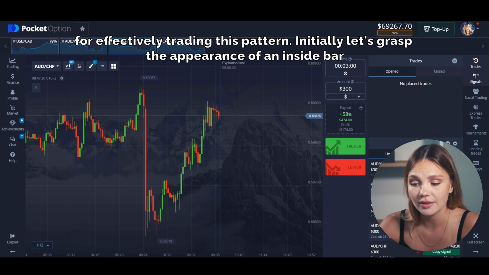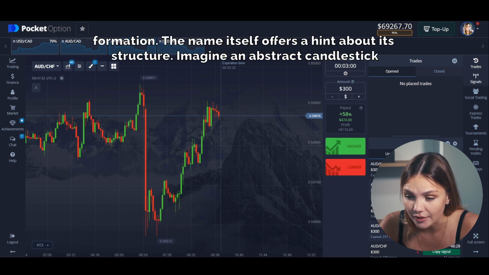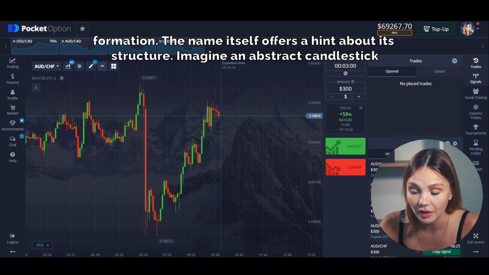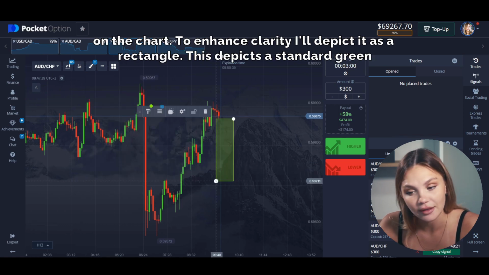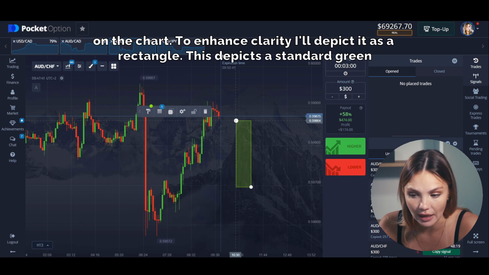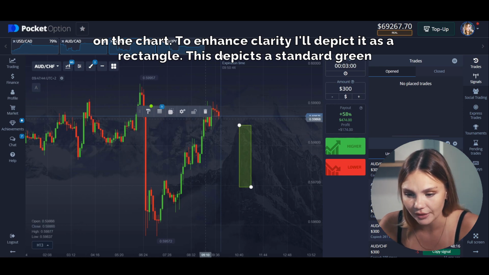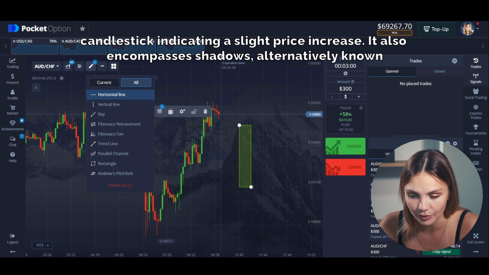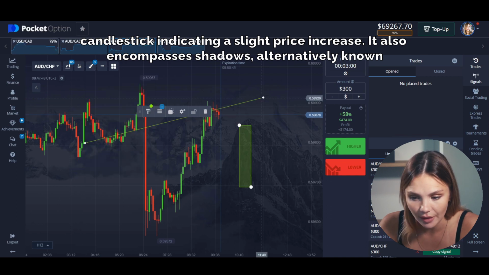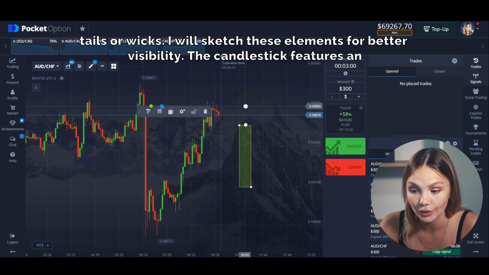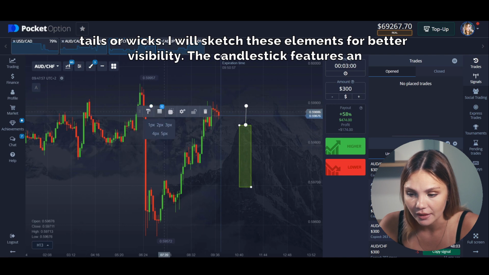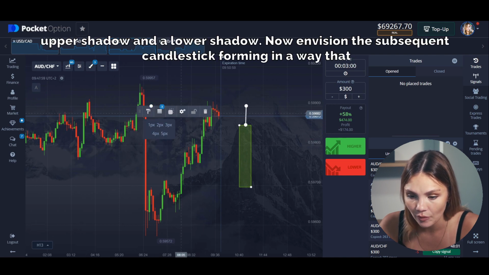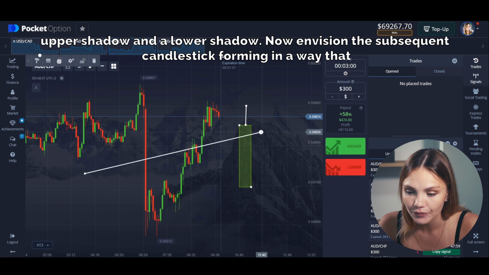Initially, let's grasp the appearance of an inside bar formation. The name itself offers a hint about its structure. Imagine an abstract candlestick on the chart. To enhance clarity, I'll depict it as a rectangle. This depicts a standard green candlestick indicating a slight price increase. It also encompasses shadows, alternatively known as tails or wicks. I will sketch these elements for better visibility.